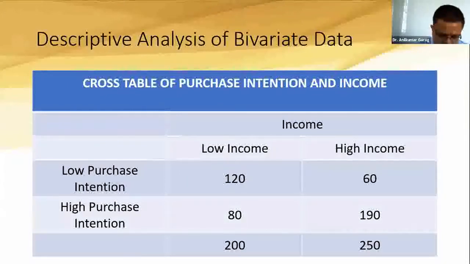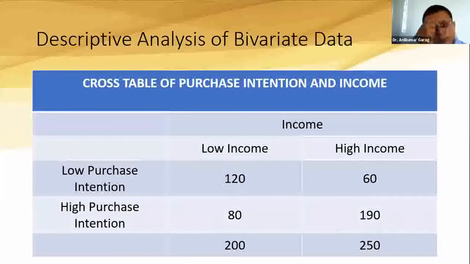Now, a lot of PhD theses these days work on this crosstabulation, and a lot of people do this crosstabulation. So I've just put in a very small example of crosstabulation here. It's a cross table of purchase intention and income. There are basically 250 responses from the high income group and 200 responses from the low income group.